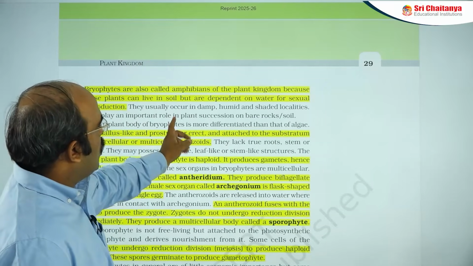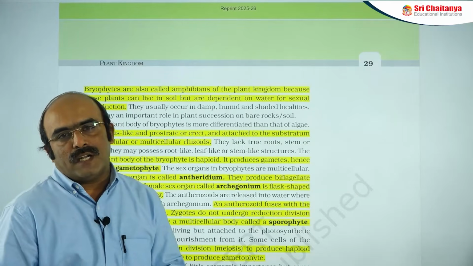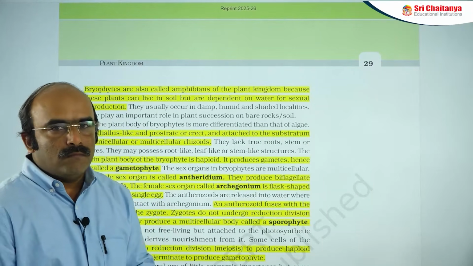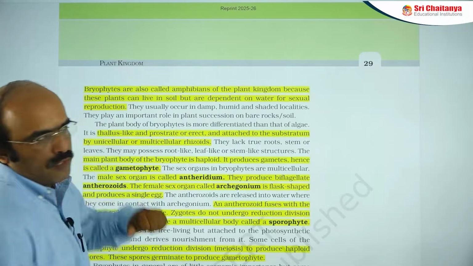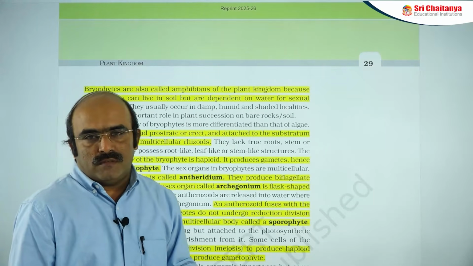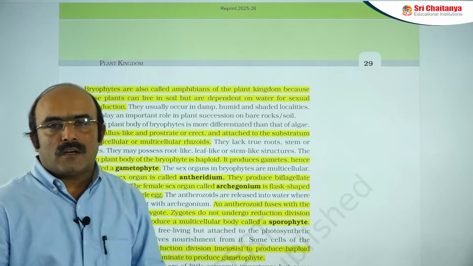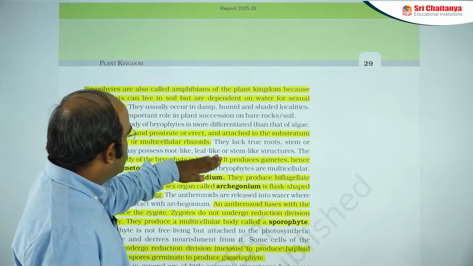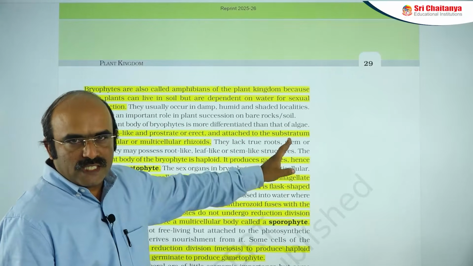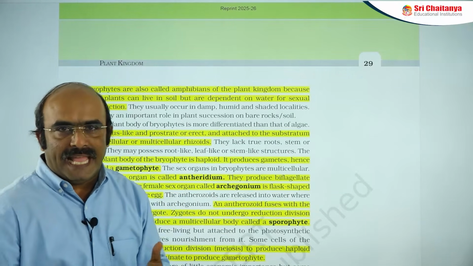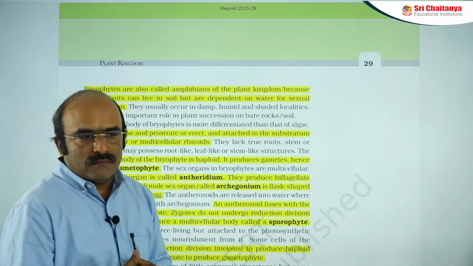Bryophytes are also called amphibians of the plant kingdom. Why are bryophytes called amphibians of the plant kingdom? Because bryophytes depend on water for sexual reproduction. In the case of bryophytes, the fusion of gametes requires water. So they are called amphibians of the plant kingdom. And the plant body of bryophytes is somewhat more differentiated than algae, and here there is some development in the organization of the plant body.